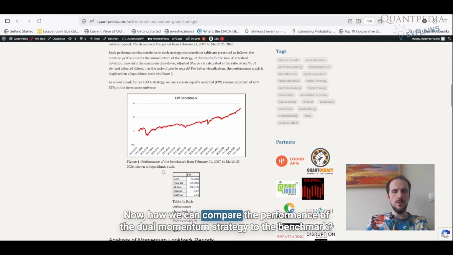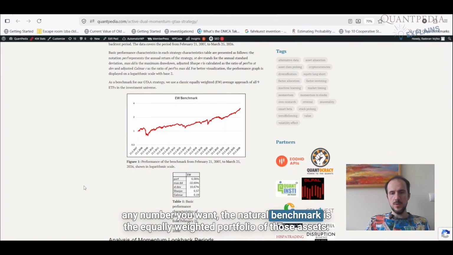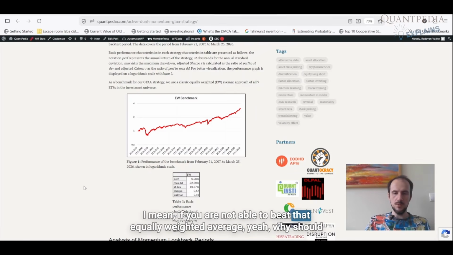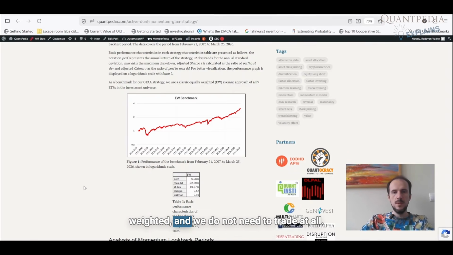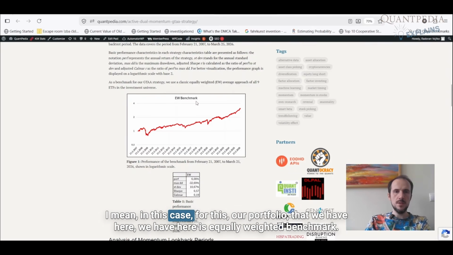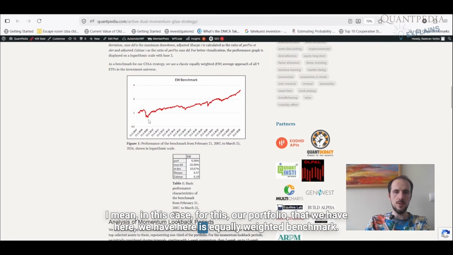Now, how can we compare the performance of the dual momentum strategy to the benchmark? When you have a portfolio of 9 assets, or 10, or 6, whatever number you want, the natural benchmark is the equally weighted portfolio of those assets. If you are not able to beat that equally weighted average, why should we care about some trading strategy? We can just buy those 9 assets equally weighted, and we do not need to trade at all. So for the portfolio that we have here, we have an equally weighted benchmark.